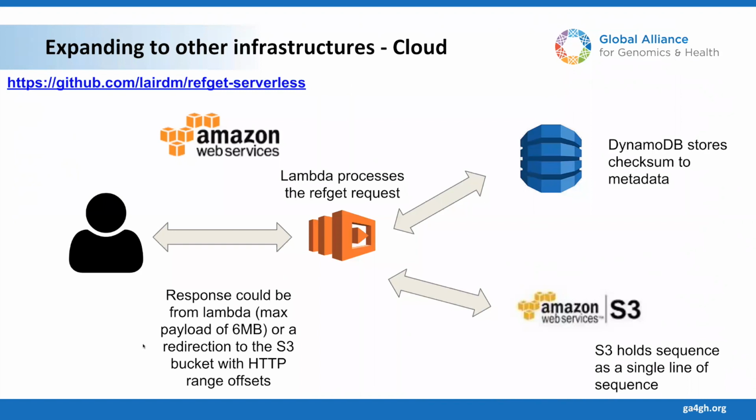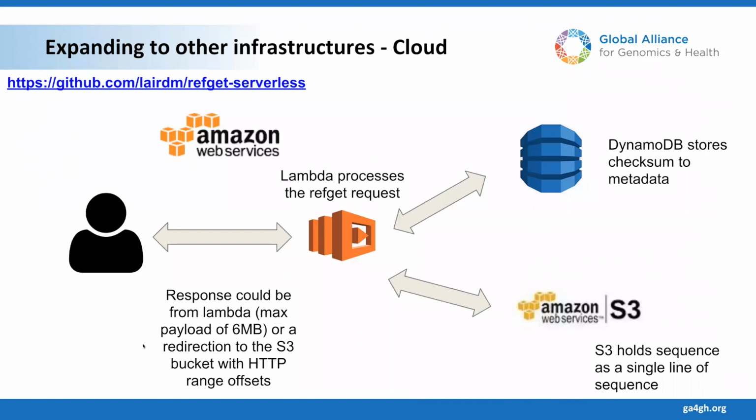The basic idea behind this is that we want to look towards using serverless technology. So we would have a Lambda process which would represent the Refget implementation, which is what's available from this GitHub repository at the top left. We would store our metadata in a DynamoDB and key that by the various checksums. And then we would store the underlying reference sequence in Amazon S3 as a public data set. And we store that as a single line of sequence without any line breaks.